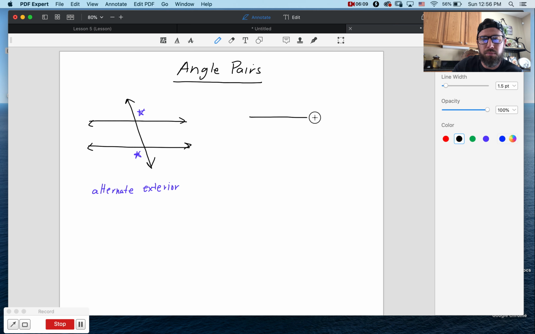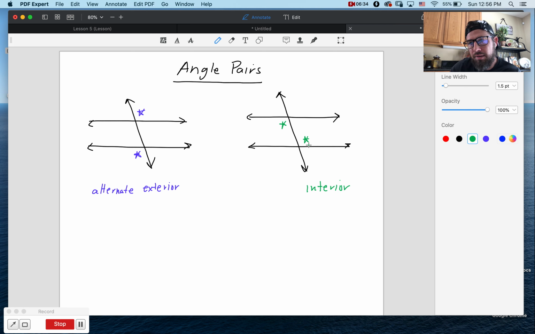Now watch what I'm going to do here. I'm going to draw my parallel lines. I'm going to draw my transversal. And what happens if I put a guy here and I put a guy here? Do you see how they're on the inside of the parallel lines now? So that's not going to be exterior, it's going to be interior. And one's on the left and one's on the right of the transversal, so that's going to be alternate again. So these guys are called alternate exterior, and these guys are called alternate interior.